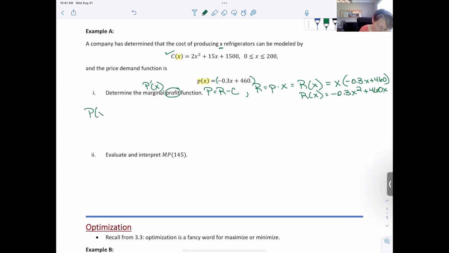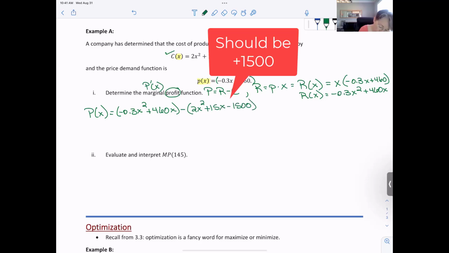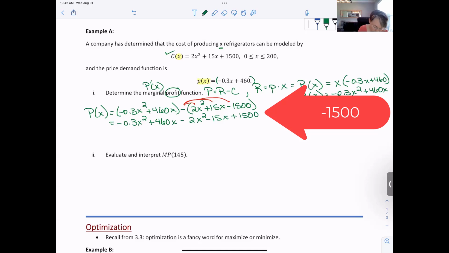So again, profit is revenue minus cost. So I'm going to take my revenue function, negative 0.3x squared plus 460x, and I'm going to subtract my cost function, which is 2x squared plus 15x plus 1,500. We need to distribute that negative, okay? Distribute that negative there. So we get negative 0.3x squared plus 460x minus 2x squared minus 15x minus 1,500.